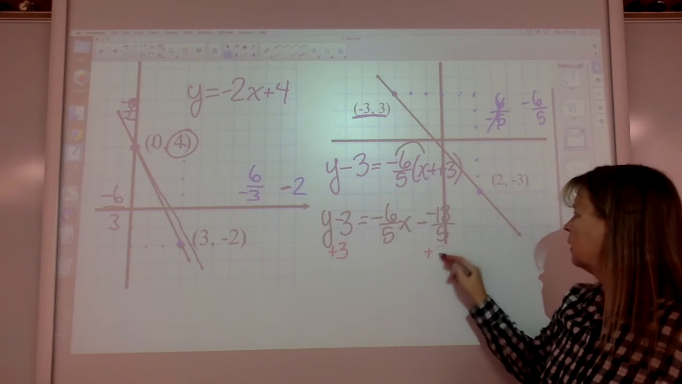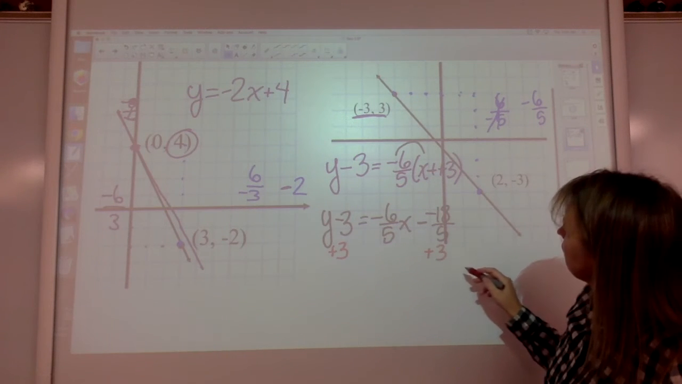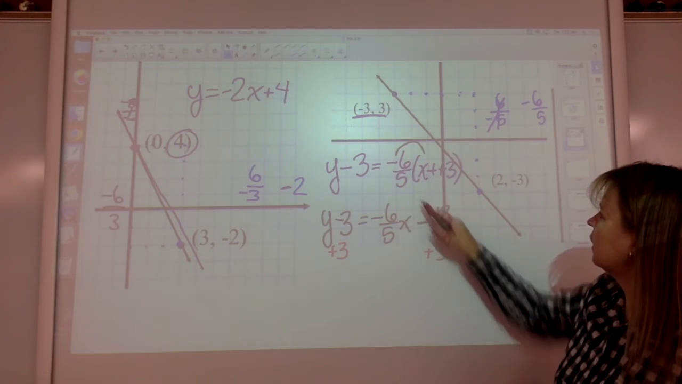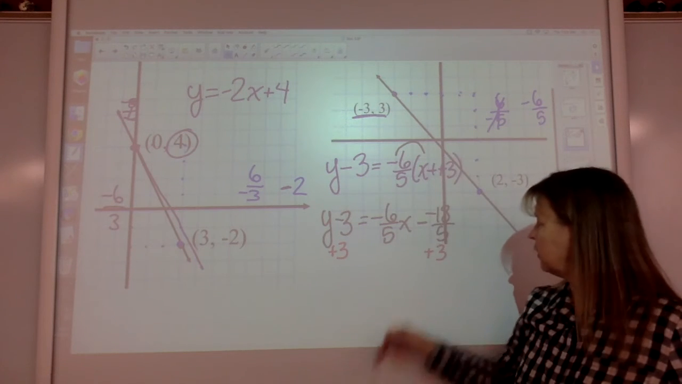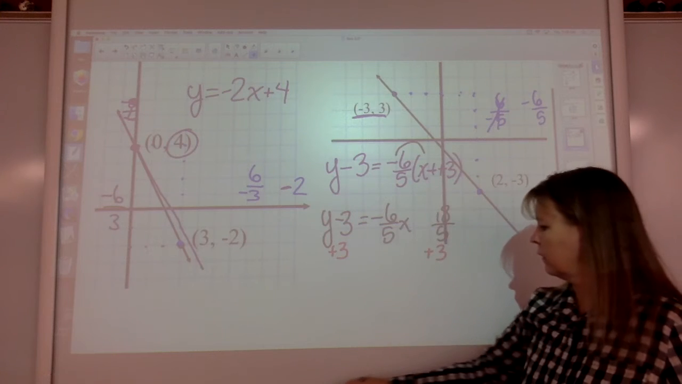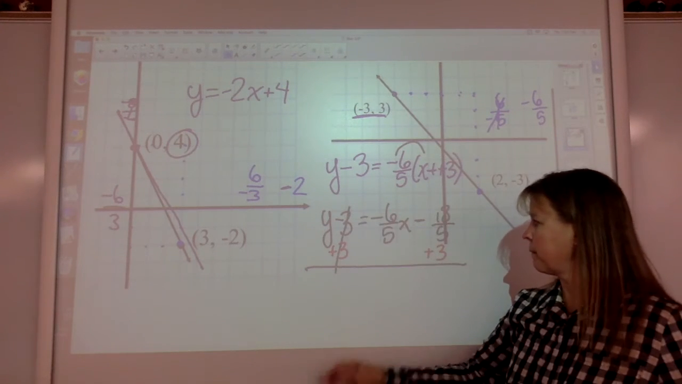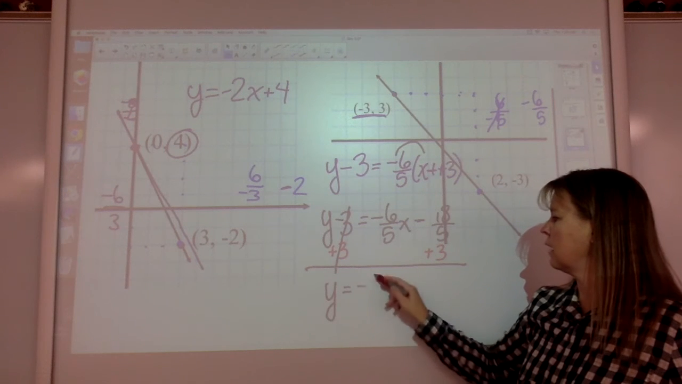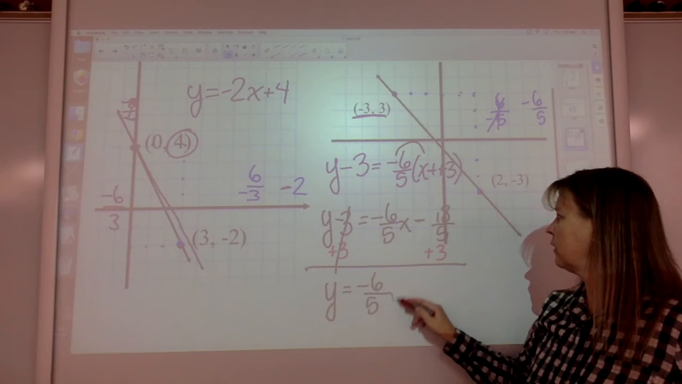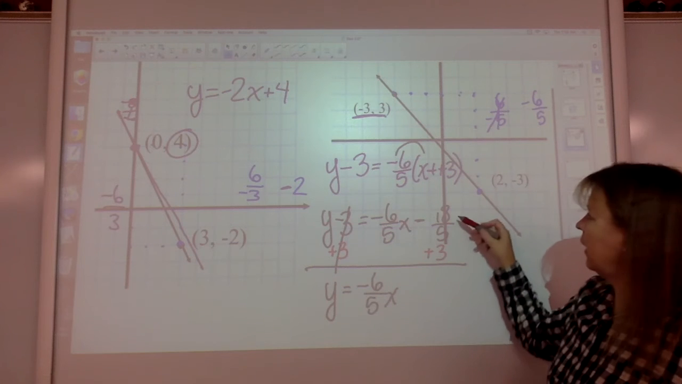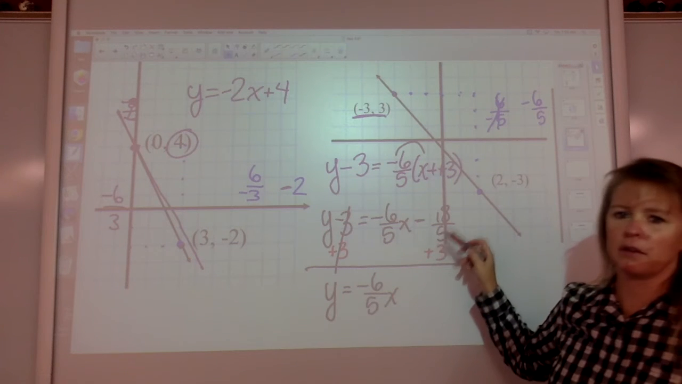Plus 3, plus 3. Did I just write minus negative? I think I did. Minus 18/5. Fix that. Add 3 to both sides. You're left with y equals negative 6/5 x, and then 18/5. Go ahead and use your fraction calculators.